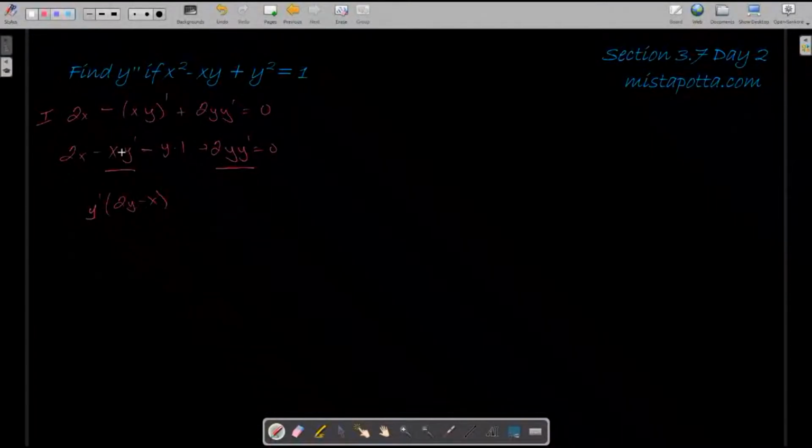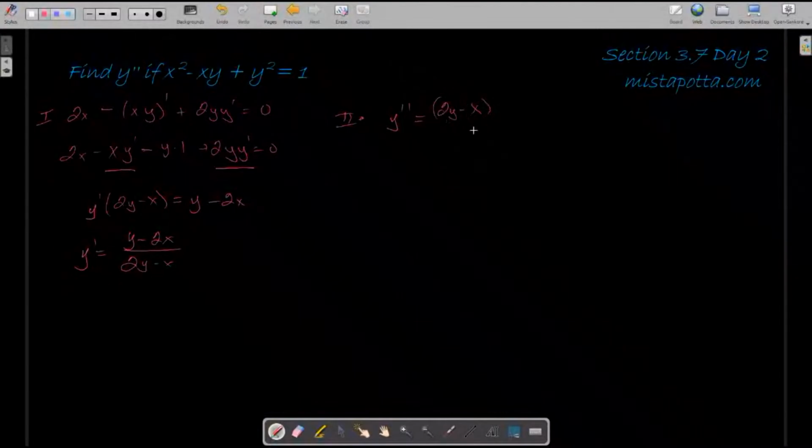So I'm going to have y prime times 2y minus x, that 2y minus x. And that's going to be equal to, when I move the y over and when I move the 2x over, I get y minus 2x. And so my first derivative is y minus 2x over 2y minus x. And so this is the first step, finding y prime. So on the second step, I'm going to need to take the derivative of that.